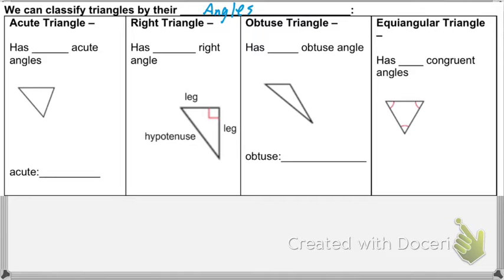So we can classify by their sides, which we have 3 different types. We can classify by their angles, which we have 4 different types. So we have the really good looking one, acute triangle. An acute triangle will have 3 acute angles.